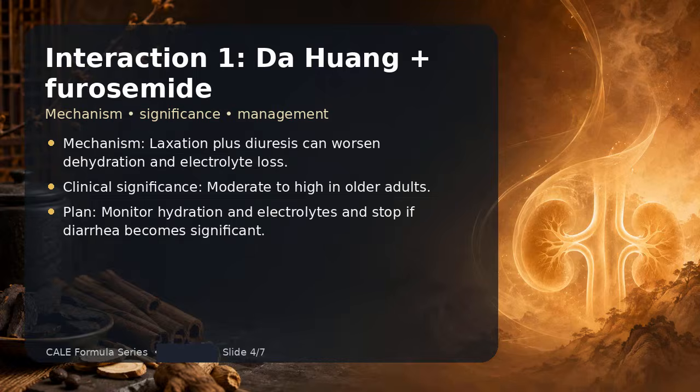Interaction 1 is Da Huang plus furosemide. The mechanism is that laxation plus diuresis can worsen dehydration and electrolyte loss. The clinical significance is moderate to high in older adults. My management plan is monitor hydration and electrolytes and stop if diarrhea becomes significant. I would explain to the patient that evidence quality varies across herbs, formulations, and studies. For that reason, I prefer conservative dosing, a reputable product, and close attention to symptoms and objective monitoring when appropriate.